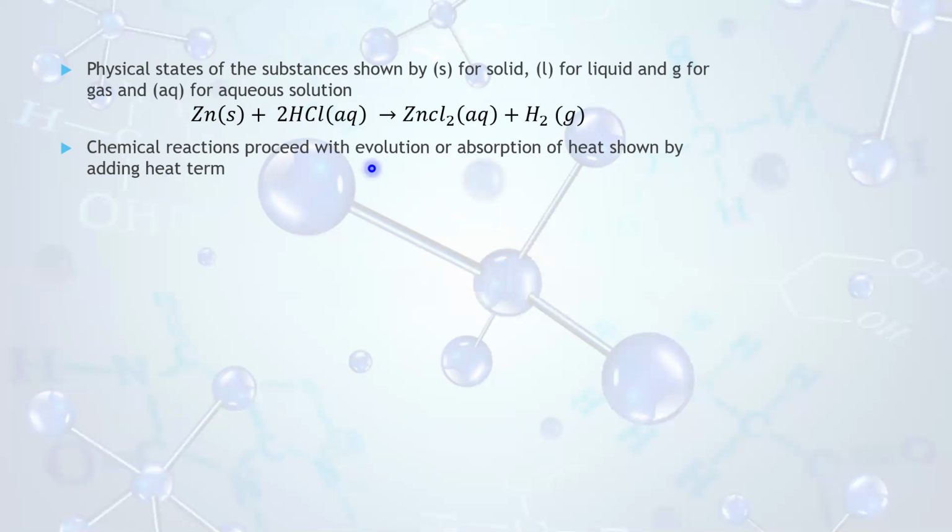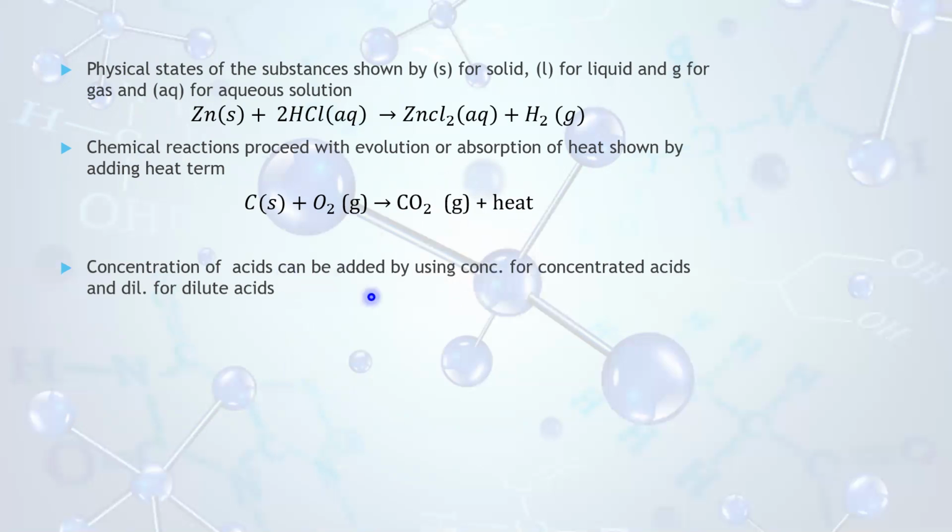Chemical reactions proceed with the evolution or absorption of heat, shown by adding a heat term. If the reaction absorbs heat energy, then we can add a heat term with the reactants. And if the reaction is releasing heat energy, we can add heat on the product side. See the example, carbon plus oxygen gives carbon dioxide and heat. Heat energy is releasing, so we can add a heat term over the product side.